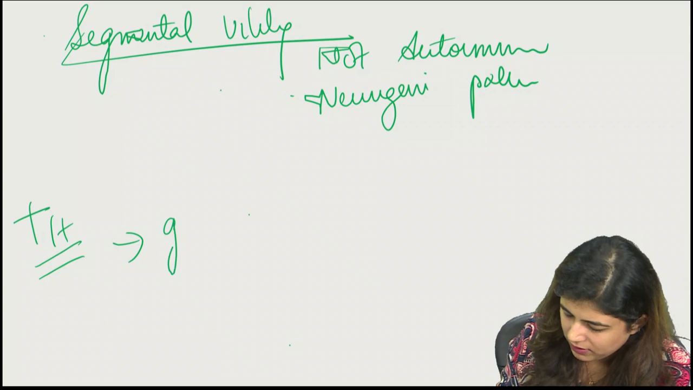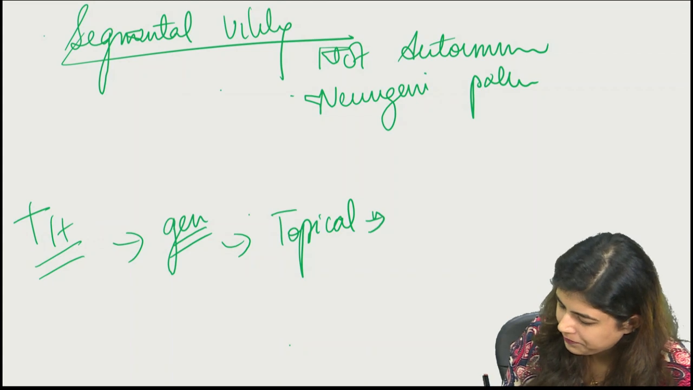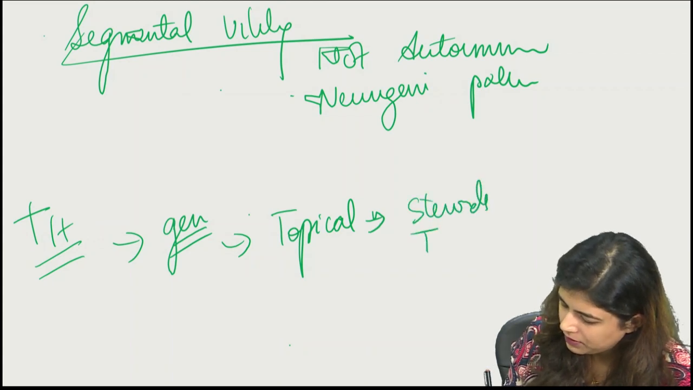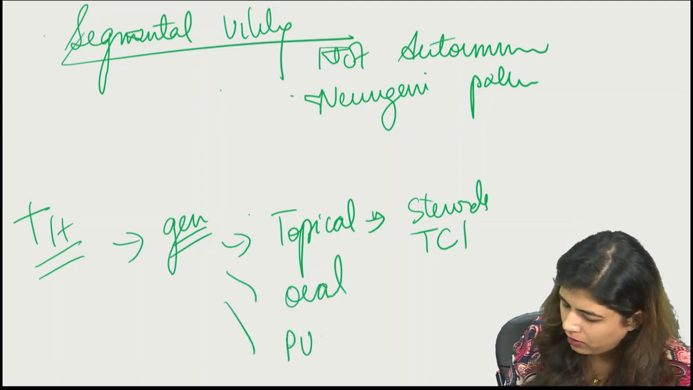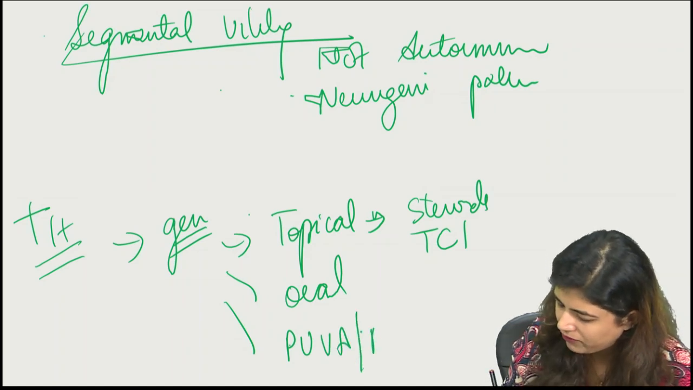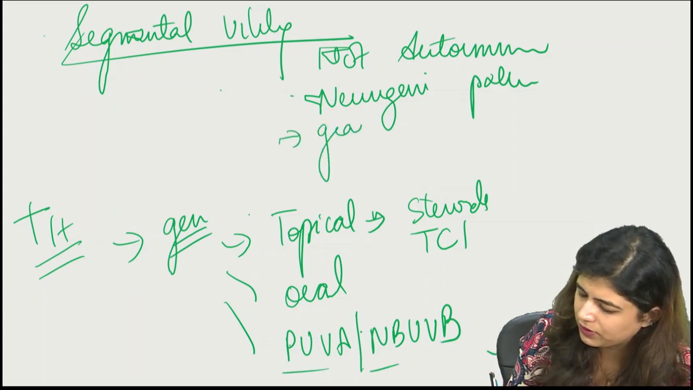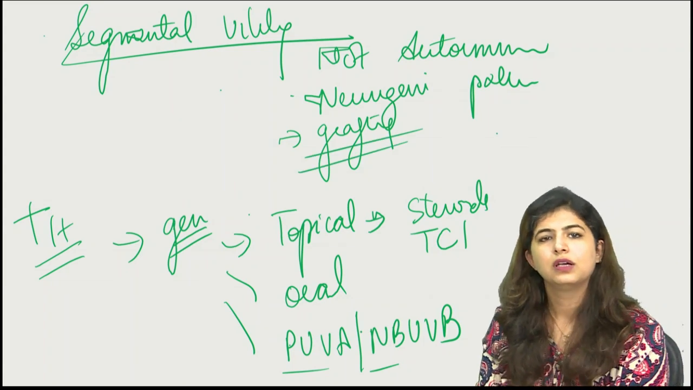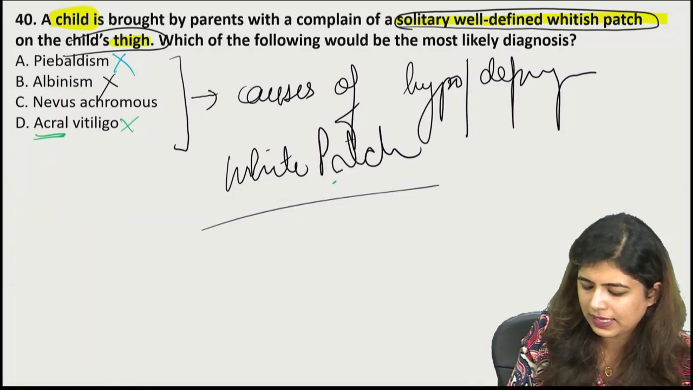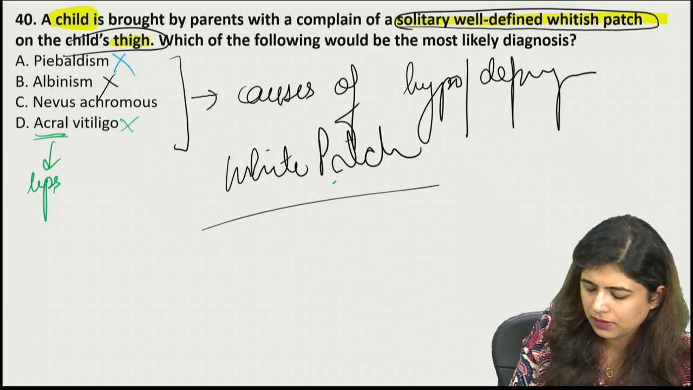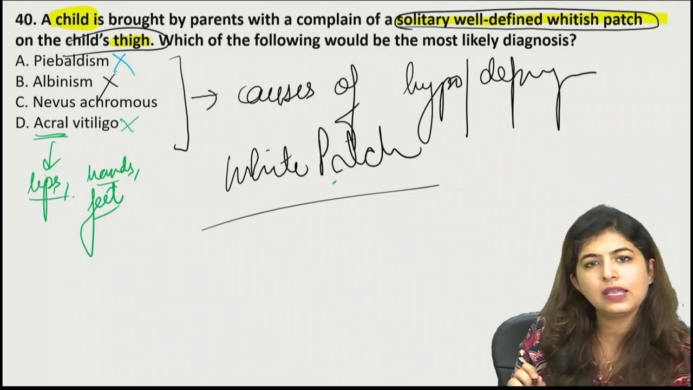What is the treatment for vitiligo? For generalized vitiligo, you give topical steroids, topical calcineurin inhibitors, orally also these things, and next is phototherapy in the form of PUVA or NB-UVB. For segmental vitiligo, you only do grafting. There is no role of immunosuppressants here. Clear to everyone? So that's about vitiligo. So vitiligo is also not the answer, because acral vitiligo would involve the lips, hands and feet, again not the thigh.